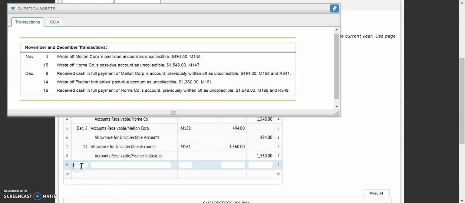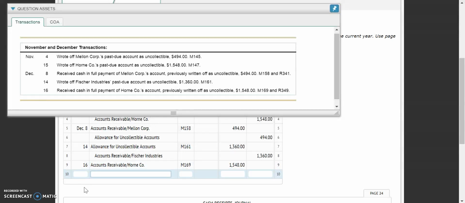So on the 16th in our general journal, we're reopening the account, which means we need to debit accounts receivable / Horn Company, M169, and the amount is the 1,548. And then our credit goes to the allowance for uncollectible accounts, 1,548.